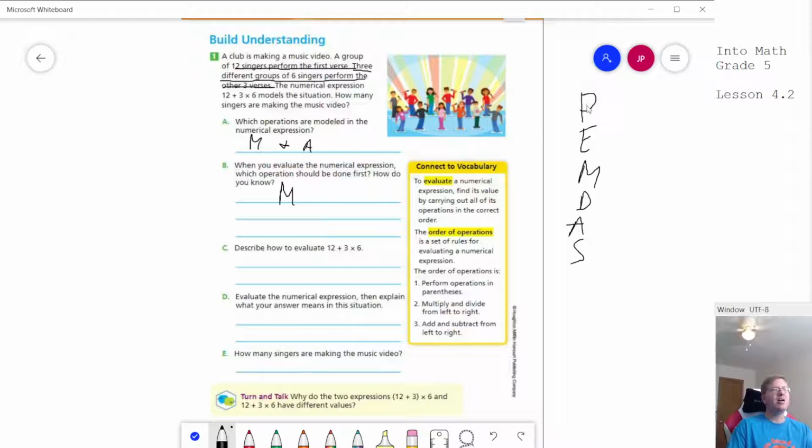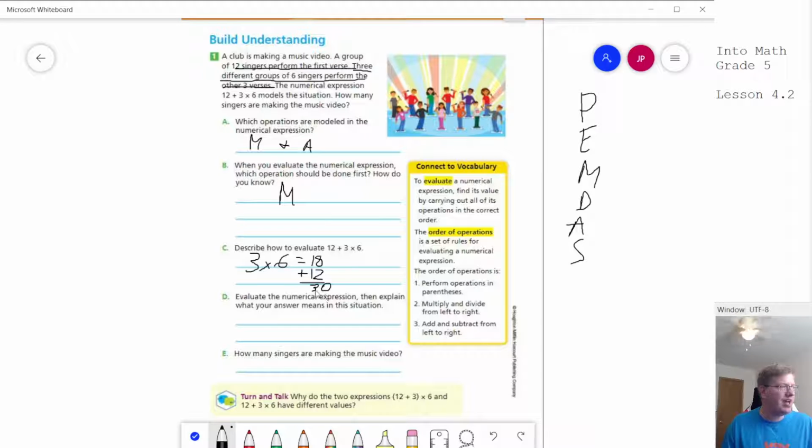So we just talked about that. We don't have any parentheses. We could put the 3 times 6 in parentheses, but we don't need to because we have to do that part first. How do we know? We can look at our order of operations. So we would start with 3 times 6 equals 18. And then 18 plus 12 would give us 30.